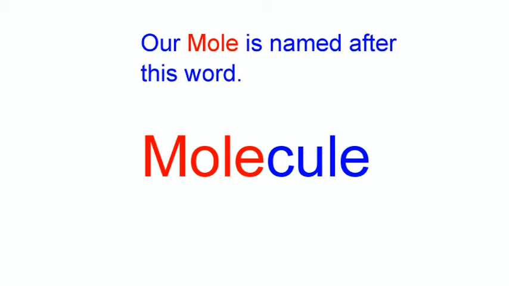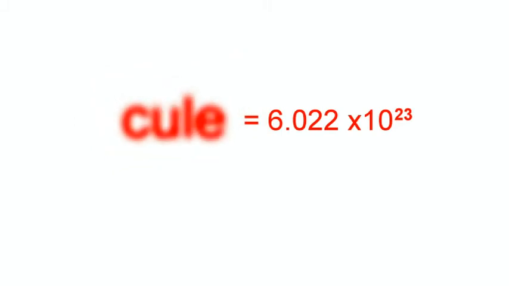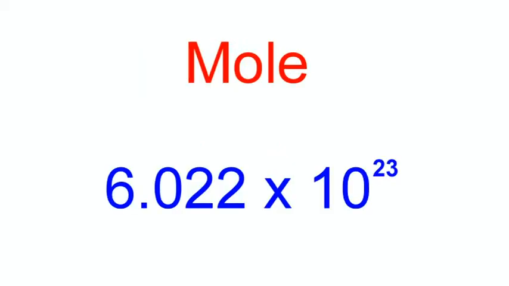One has to wonder, if the last 4 letters of the word molecule had been selected instead, we would then have had the cule, and 1 cule would have equaled 6.022 times 10 to the 23rd. It might have made it easier to remember. But the first 4 letters were selected, so we're stuck with the word mole. Always remember, the word mole simply means a number, a very specific and large number.